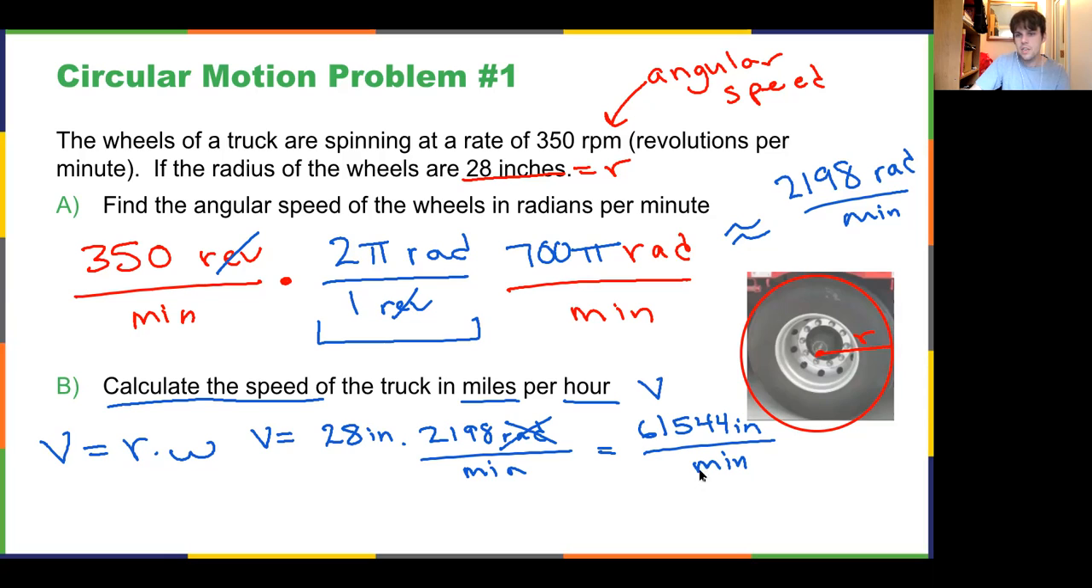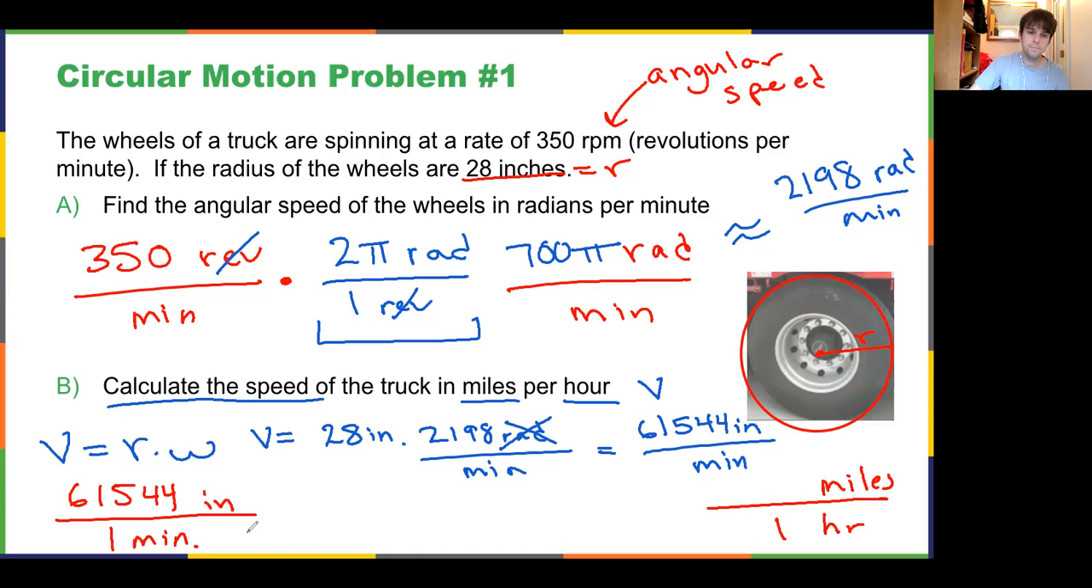Now, we need to convert inches per minute into miles per hour. So I have 61,544 inches per 1 minute, right? That's what that's telling me. And my goal is to get this into some number of miles per 1 hour. So I want to convert here. I need to convert inches into miles and minutes into hours.